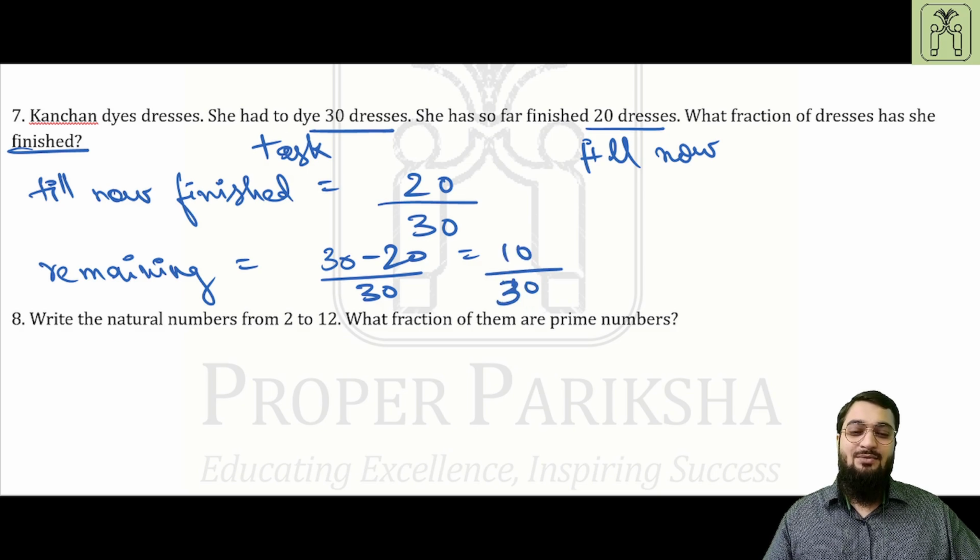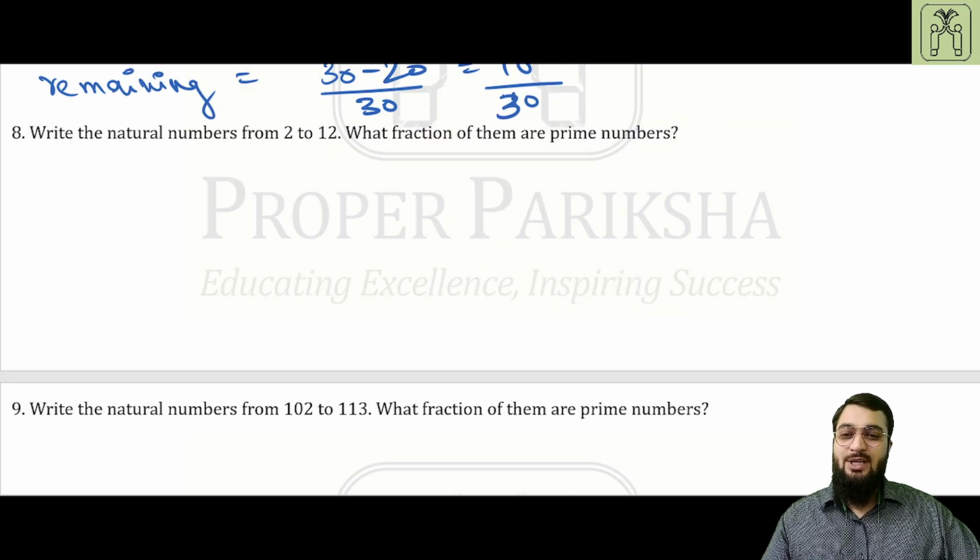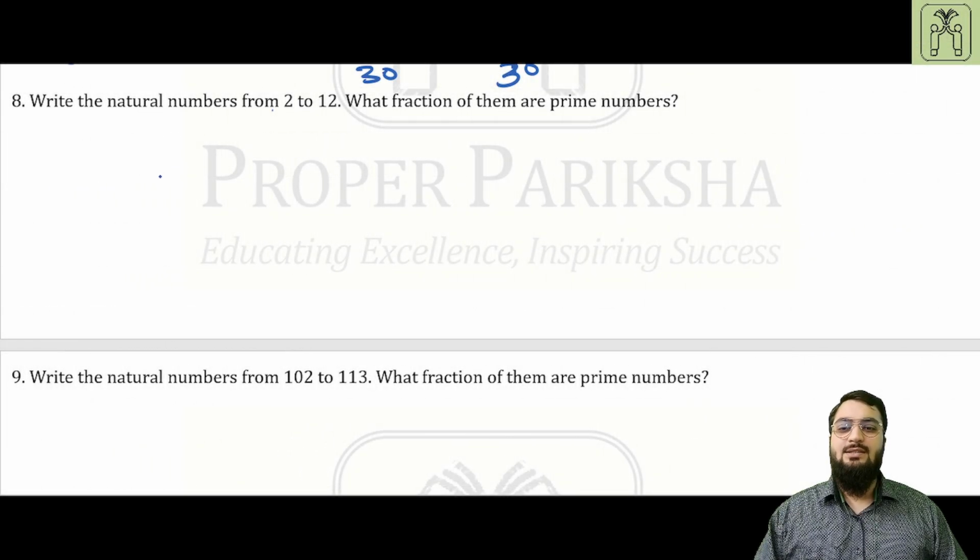This will be the fraction representing the remaining task. Coming to question number 8. Question number 8 says, write the natural numbers from 2 to 12. What fraction of them are prime numbers? So first of all, we have to write the numbers from 2 to 12.